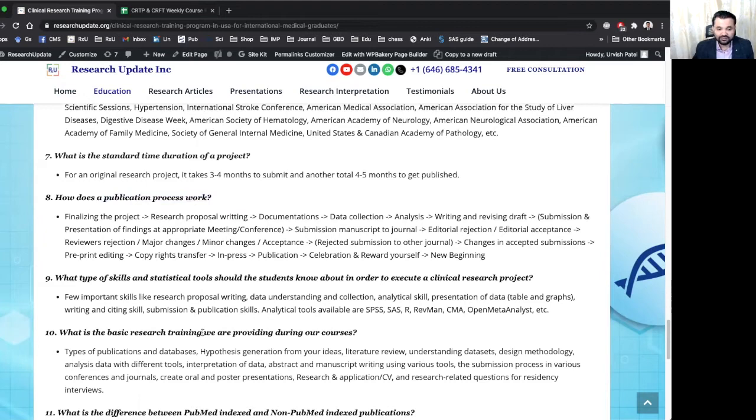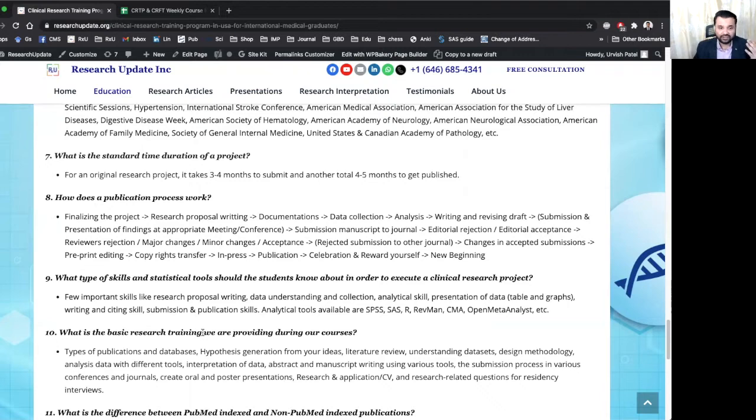What type of skill set do you require? You require a few different types of skill sets: writing the research proposal, understanding of data, collection of data, analytical skill, presentation of your data in the form of tables and graphs, writing skills, citation skill, submission to the conferences and submission to the journal skill, and publication skill. Some of the analytical tools you require to know are SAS, SPSS, R, or RevMan, comprehensive meta-analysis software, and open meta-analysis.